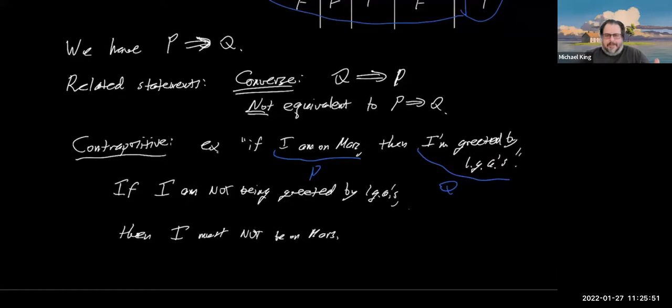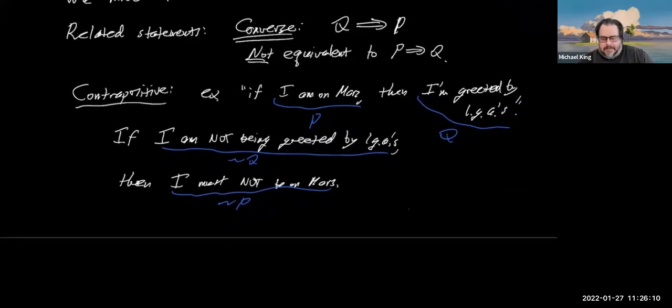Remember, if I am being greeted by little green aliens, that doesn't force it to mean I'm on Mars. They could have come to me on Earth. I could be on Saturn. But let's think about this statement right here is not Q, and this statement right here is not P, right?